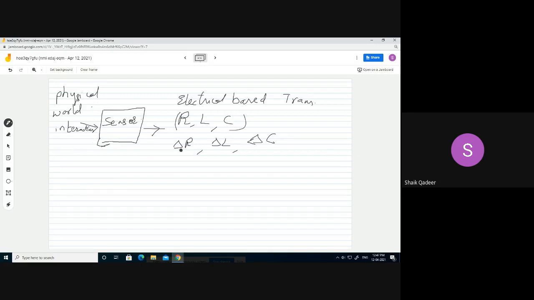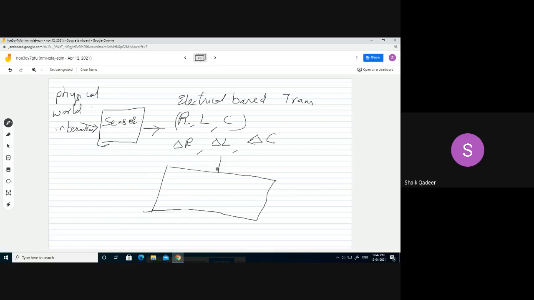The sensor interacts with the physical world. If it belongs to a resistive transducer, it gives output information in the form of a change in resistance. If it is an inductive transducer, it gives information in the form of a change in inductance. If it is a capacitive transducer, it gives information in the form of a change in capacitance. And we provide a mechanism to measure these three changes to record the value in the form of their actual unit.